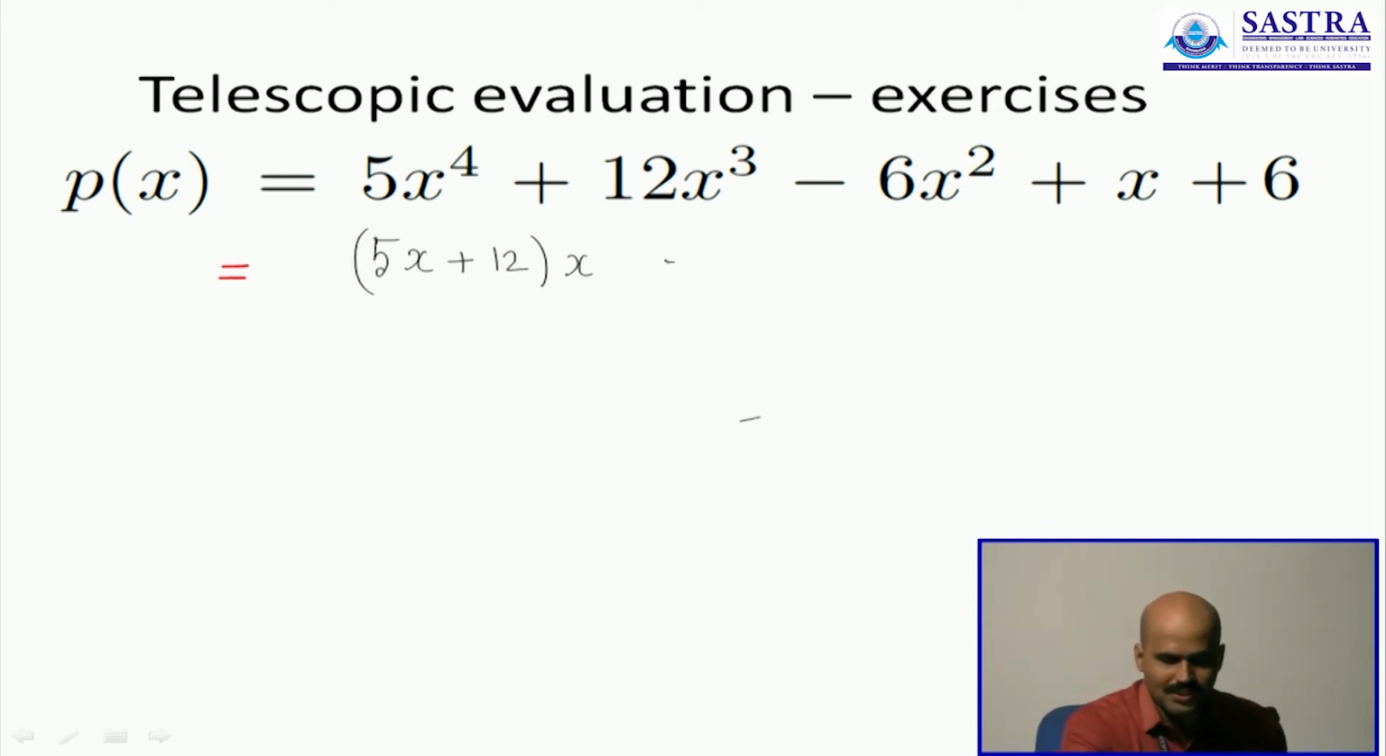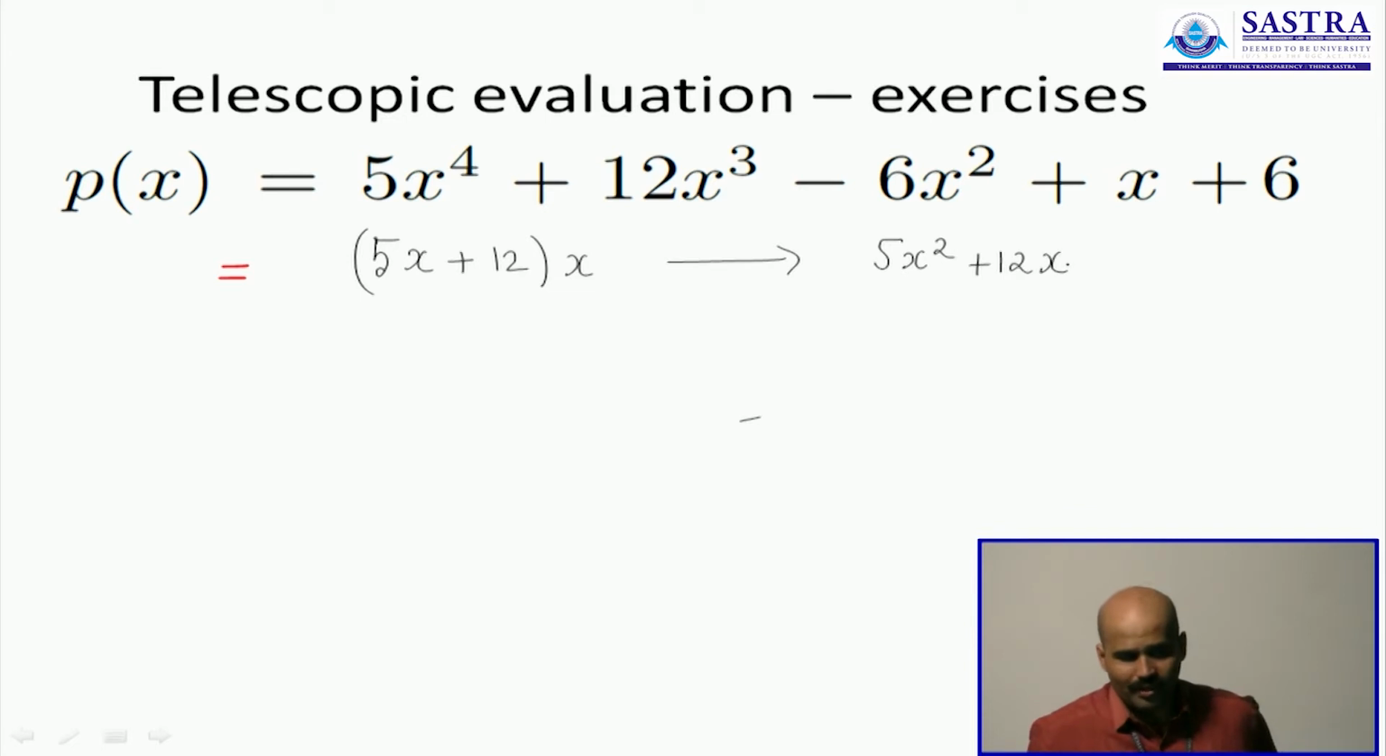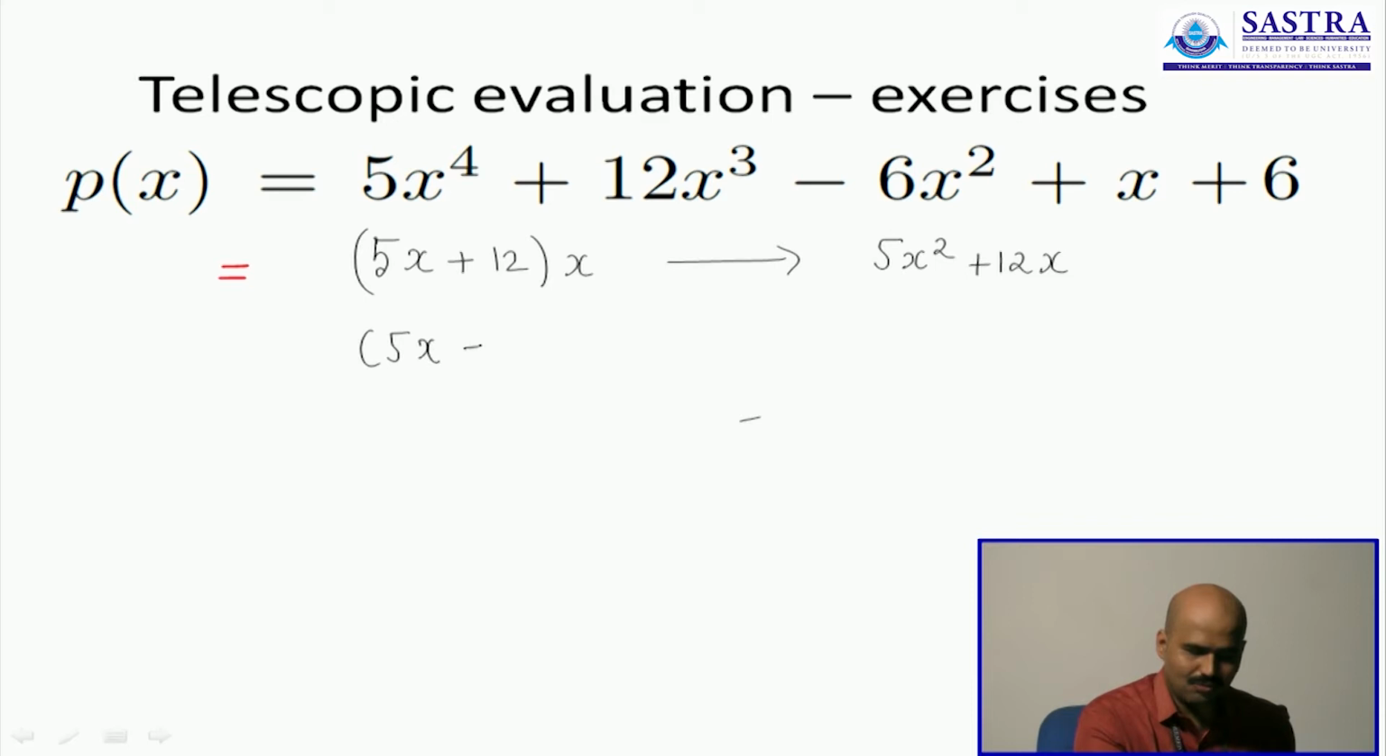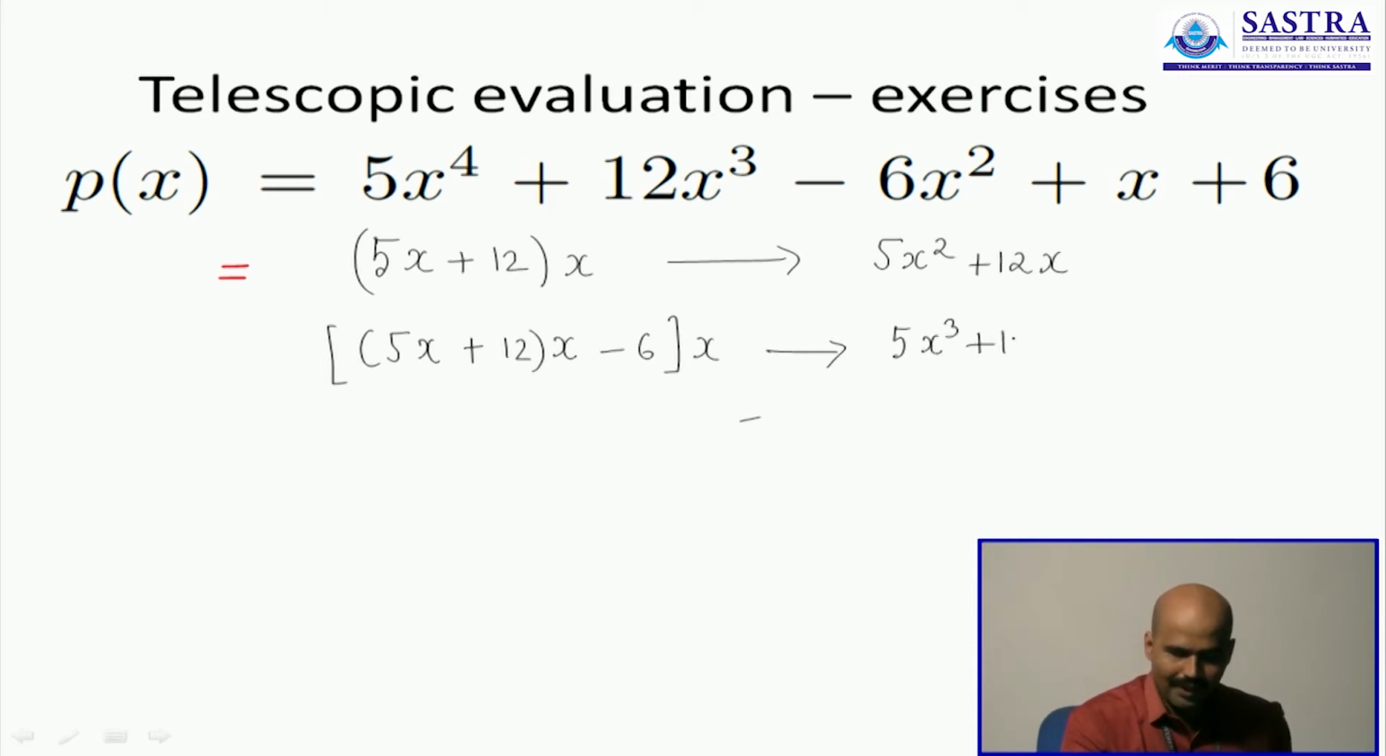So, when you do this, this is actually taking care of 5x square and 12x. But that is not what we have. We have 5x power 4. So, you will have to introduce another x somewhere, and for that we will look at the coefficient of x square. The coefficient of x square is 6, and that is a negative 6. So, we will have that introduced in this manner. Now, this is going to give us 5x cube plus 12x square minus 6x.